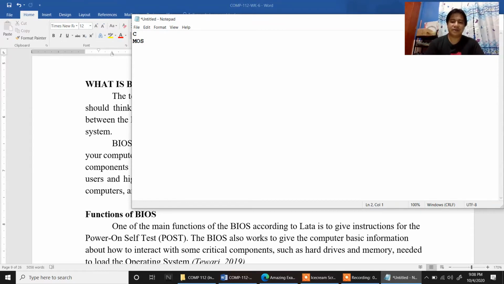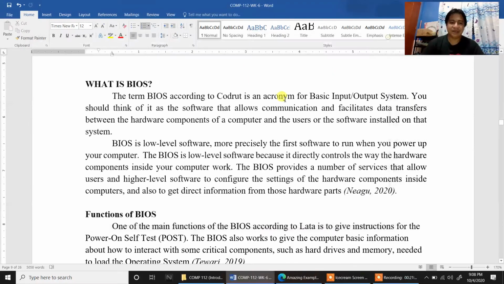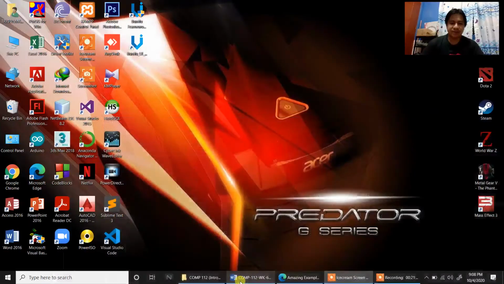C stands for, okay, C, complementary. Wait, let me go to Word so we can check the spelling. Sorry. I'm not good at spelling it, actually. So let's proceed to Word. Sorry.